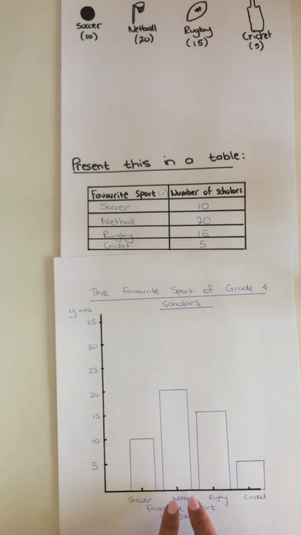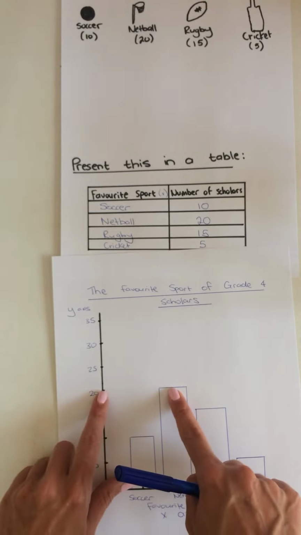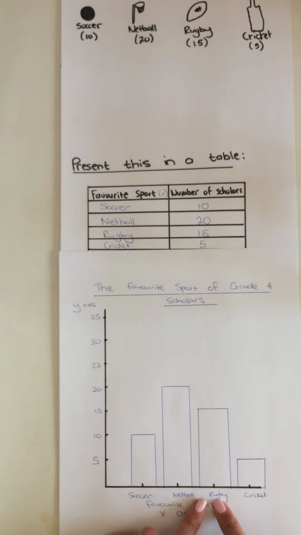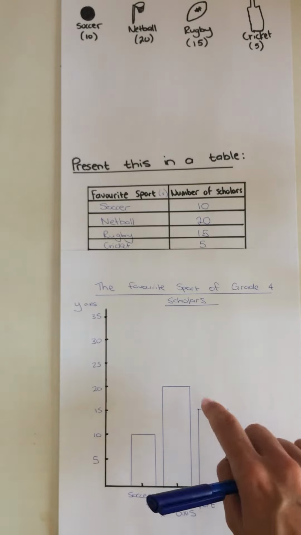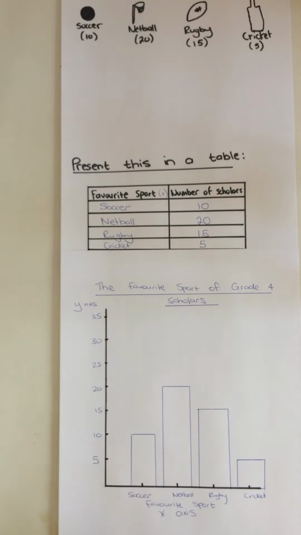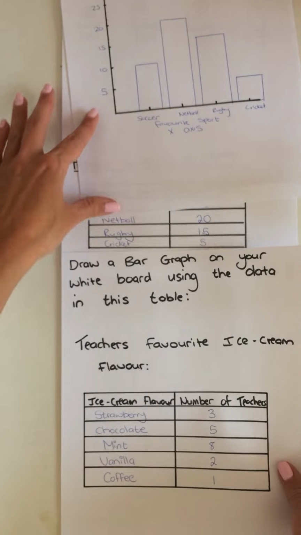If I wanted to know how many scholars play netball, put my finger on netball, go to the top, and here it's 20 scholars. Number of scholars who like rugby the best, put my finger here, all the way to the top, straight across. I'll use my ruler to help me. And I know that there are 15 scholars that play rugby. So this is how you take information or data, put it in a table, and use that table to create your bar graph. If you understand this now, please pause the video and try this example by yourself.